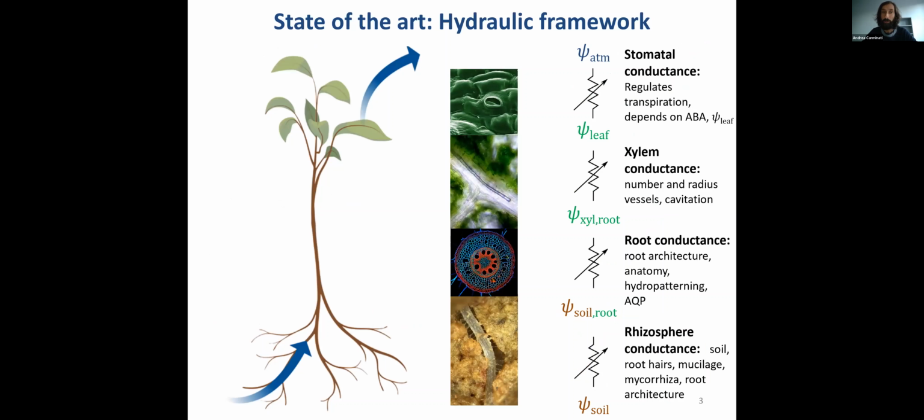And I will use a state-of-the-art hydraulic framework where I simplify the soil plant atmosphere continuum in 4 key hydraulic conductances. One is the hydraulic conductivity of the soil, so the water flow from the soil to the root surface.